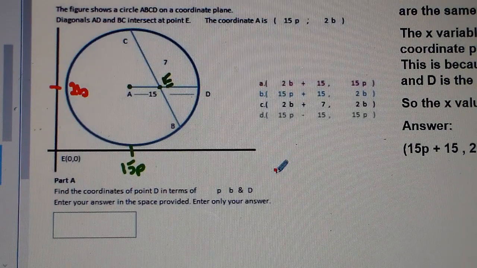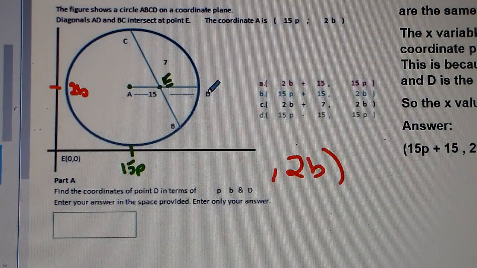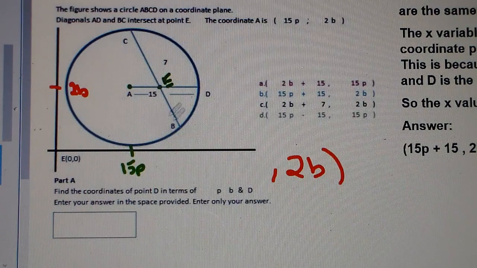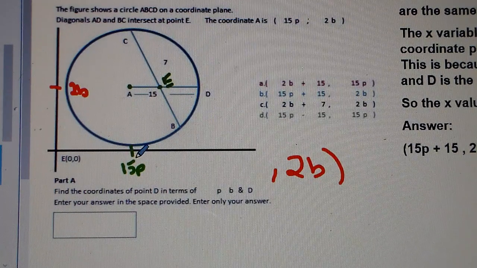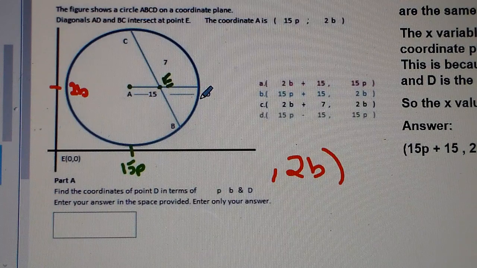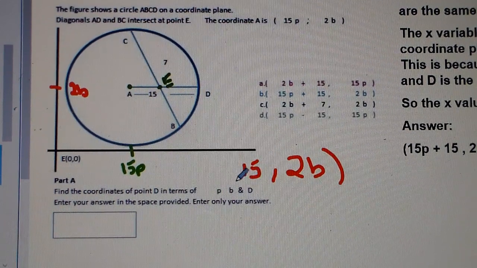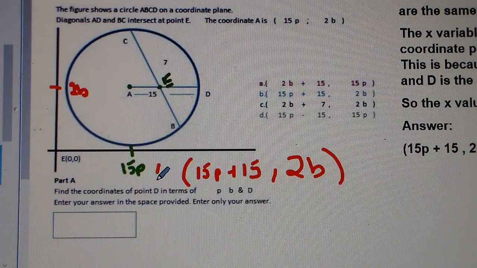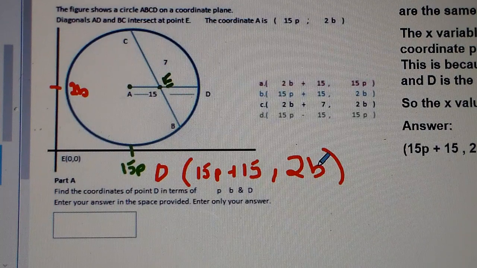So it's the same height. So we got 2B as the height. Now the distance of D, well, you can see it's the radius. It's 15 more than A. So if our distance from A, the origin, is 15P, we got to do plus another 15 to account for the radius. So we got 15P plus 15, and that's going to be the coordinate of D. 15P plus 15 with a height of 2B.